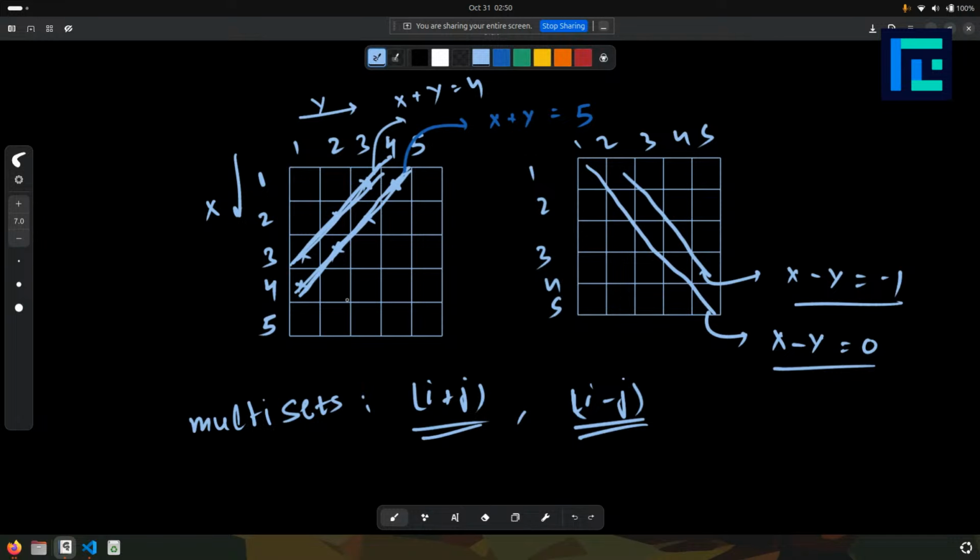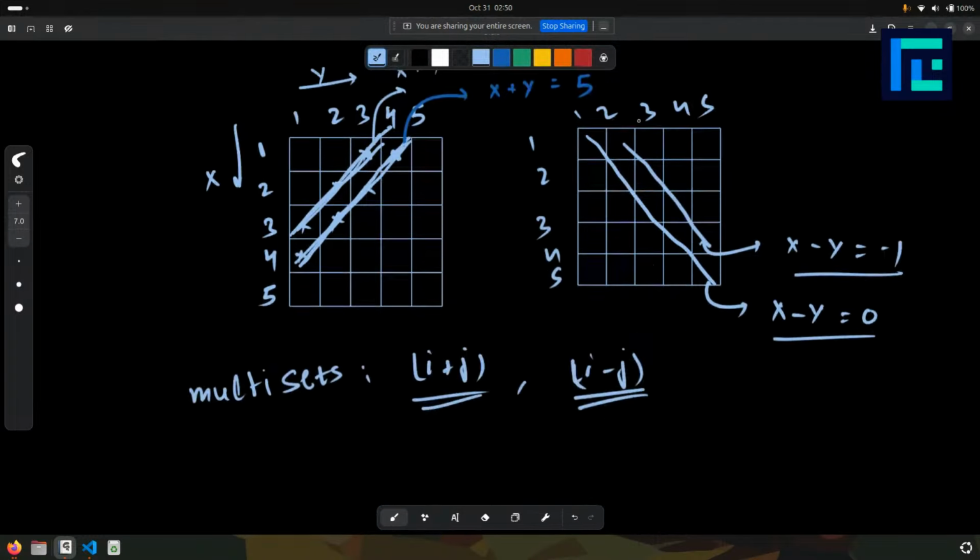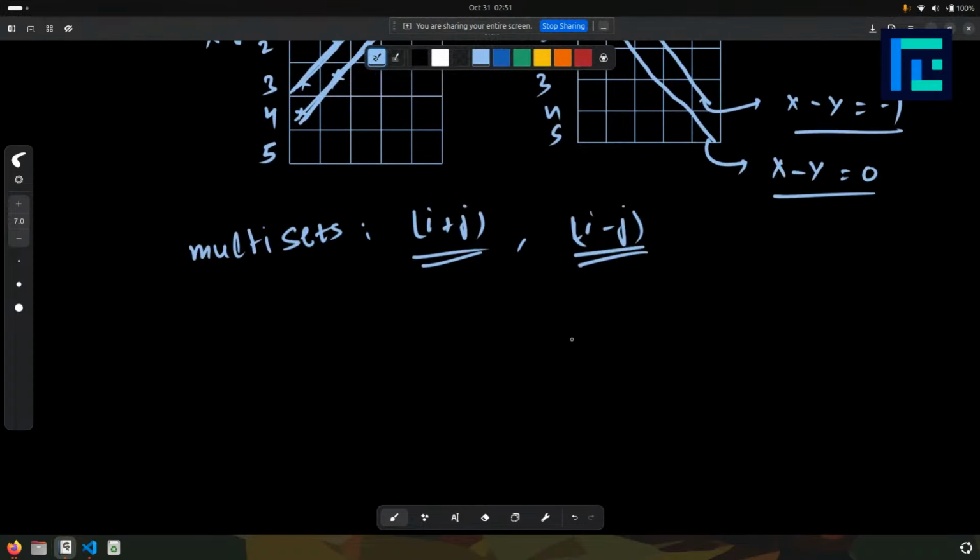Or we also need to check for the third case, which is this, which basically means if all the black cells are only like this, then the answer would be true, and that can be handled very easily.